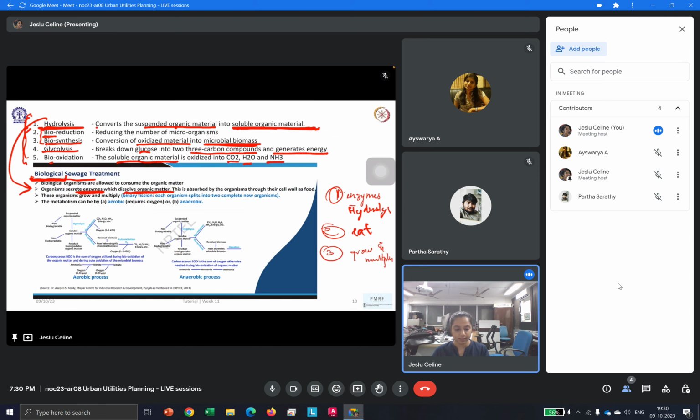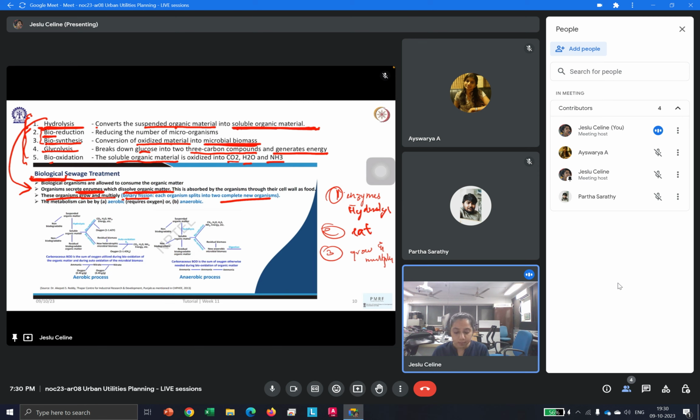Now, what are the technical terms? We have already seen them. So now let's see these. These organisms grow and multiply. Now multiplication can be in different ways. It can be binary fission, where each organism splits into two completely new organisms. We've learned fission and fusion in school. So here mainly what happens is binary fission.